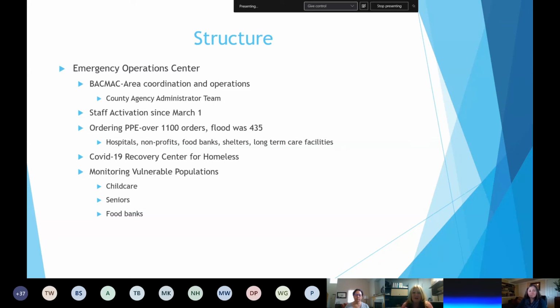So if any organization that is serving vulnerable populations needs or can't get a hold of the cleaning supplies or the masks that they need, please get a hold of me here at the EOC and we can help get you set up with the Amazon account, which is a special Amazon account for those that are serving vulnerable populations. That's something that we can still offer.